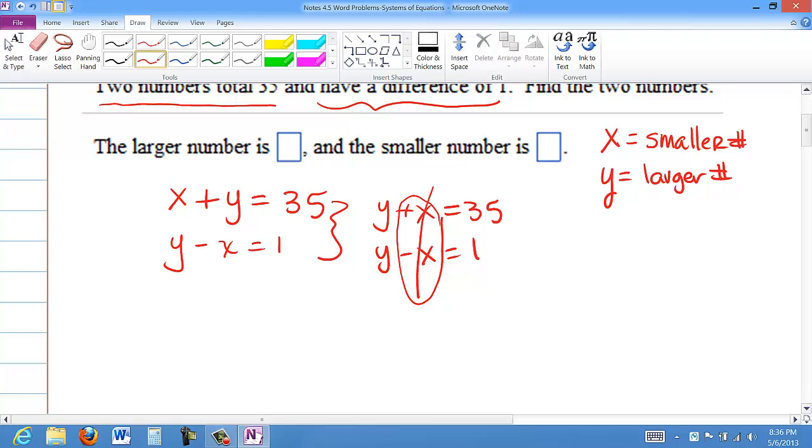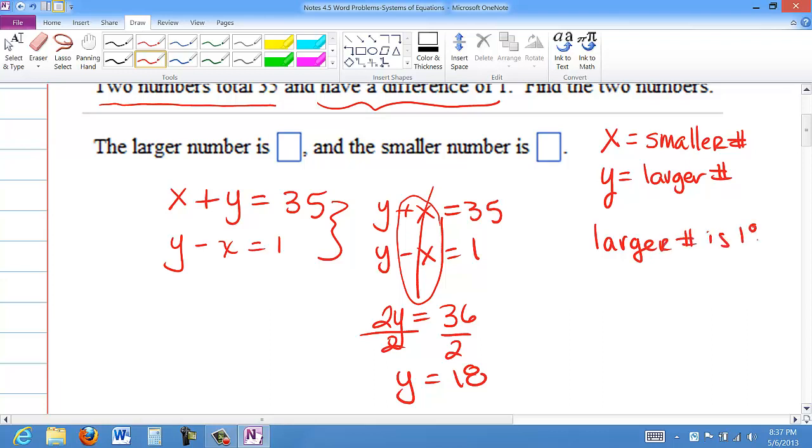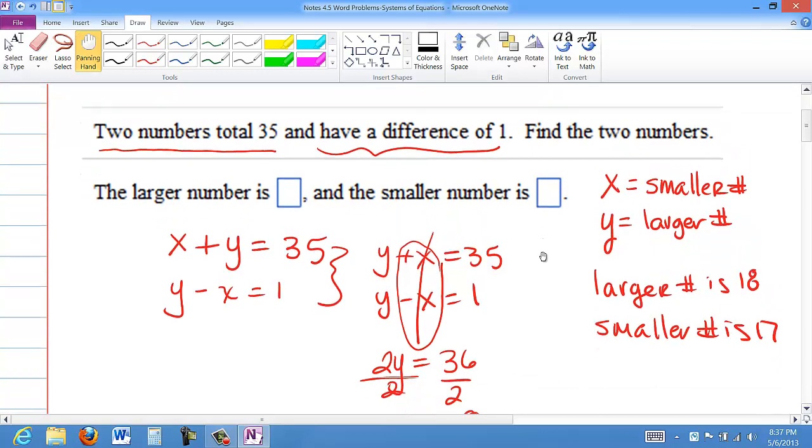So I'm left with y plus y, which is 2y. 35 plus 1 is 36. Divide both sides by 2, and y is equal to 18. So my larger number is 18. Now I need to find the smaller number. Well, since the difference is 1 between 18 and the other number, the smaller number is 17. And 17 plus 18 equals 35, so it works for this problem.